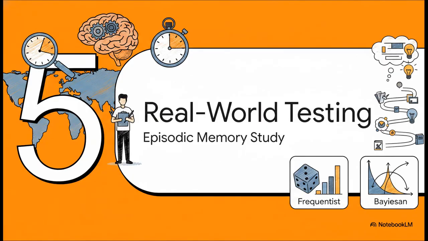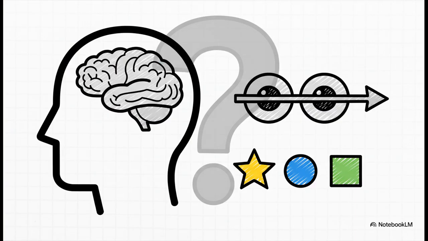Okay, simulations are great, but let's see how this all plays out with a real-world example. We're going to look at an actual study from cognitive science that tested a pretty wild theory about how our memory works. So the researchers wanted to know, could making horizontal eye movements, literally just looking from side to side, actually help people remember a list of words better than just staring at one spot?